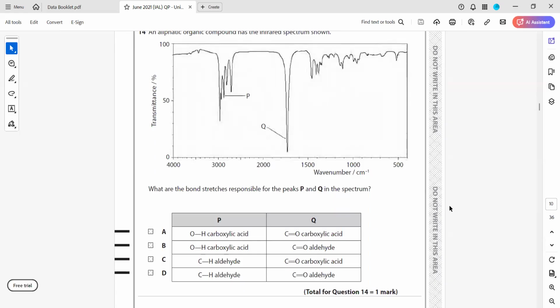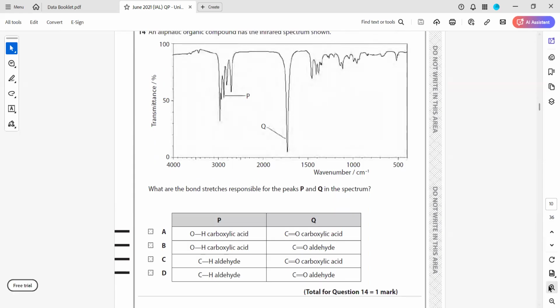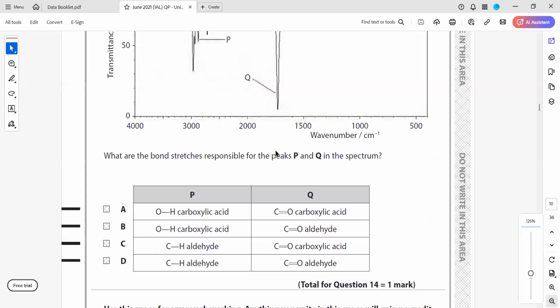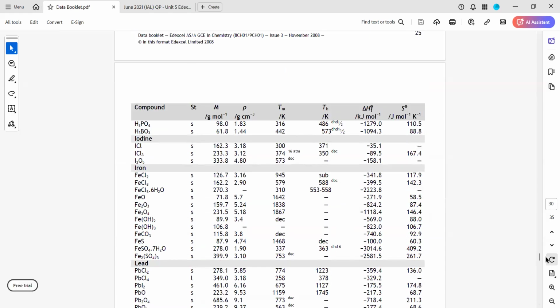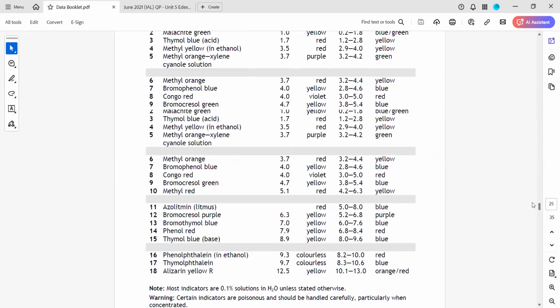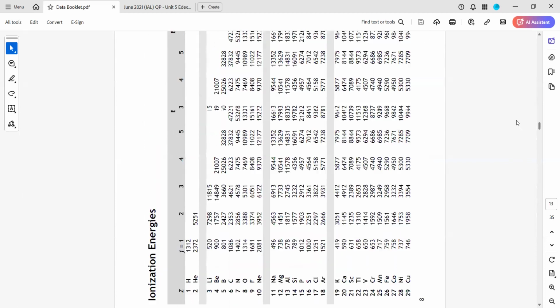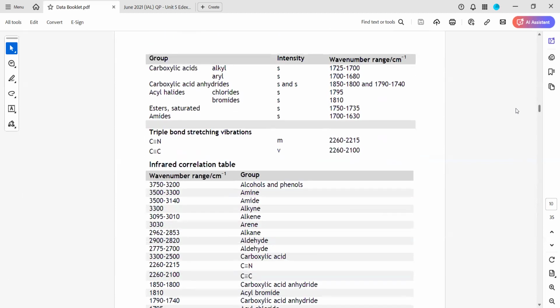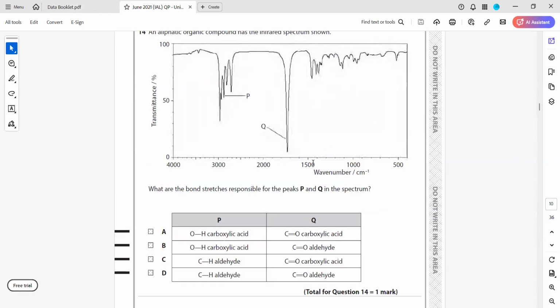What are the bond stretches responsible for P and Q? You can refer to the data booklet. Bond stretching ranges are shown. Q is mainly because of the 1700 absorption. It is usually due to a carbonyl group.